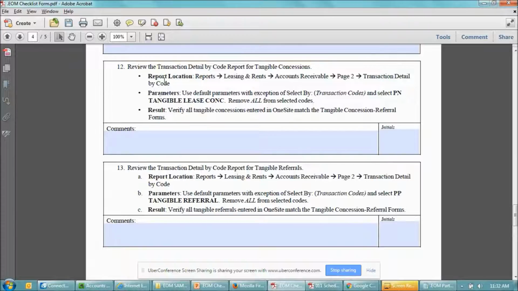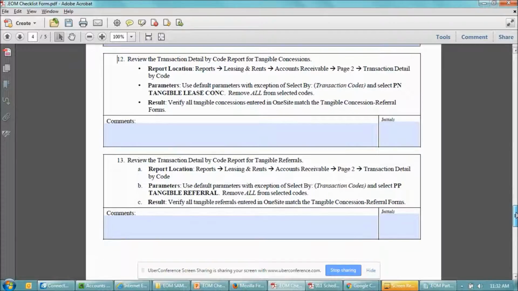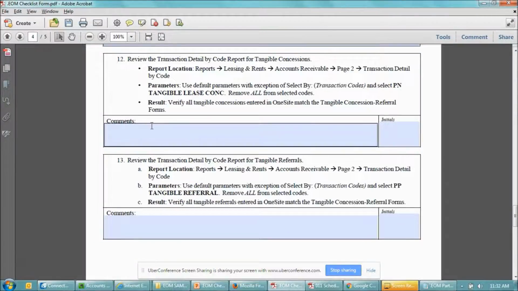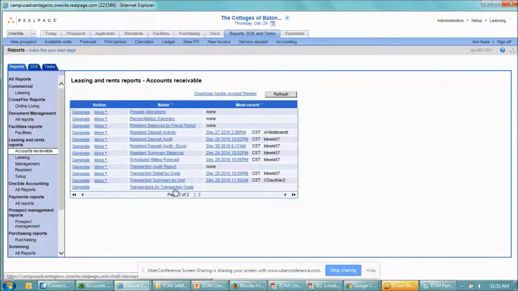We're going to review the transaction detail by code report for tangible concessions. And again, if you don't do gift cards, this is an easy one because it's going to be a bunch of zeros. So this one can be a little tricky when we do the parameters. The transaction detail by code report is found on page 2, and it's all the way at the bottom. We've got this transaction detail by code. We're going to click generate.